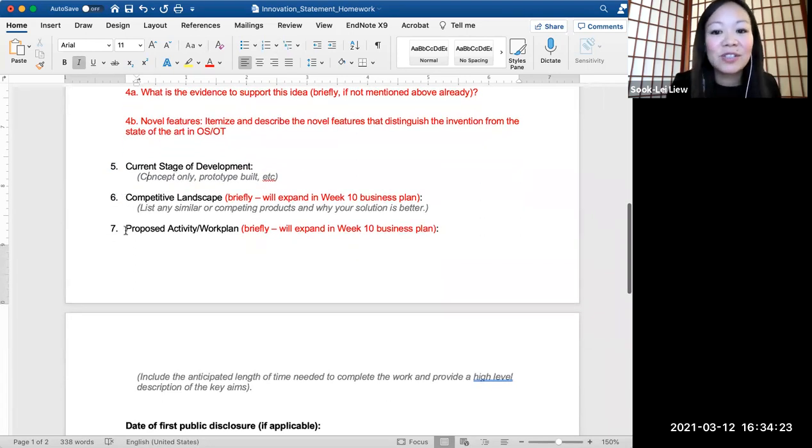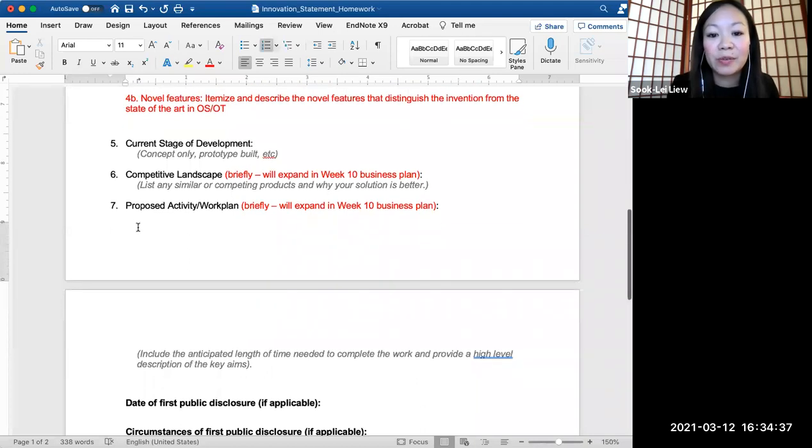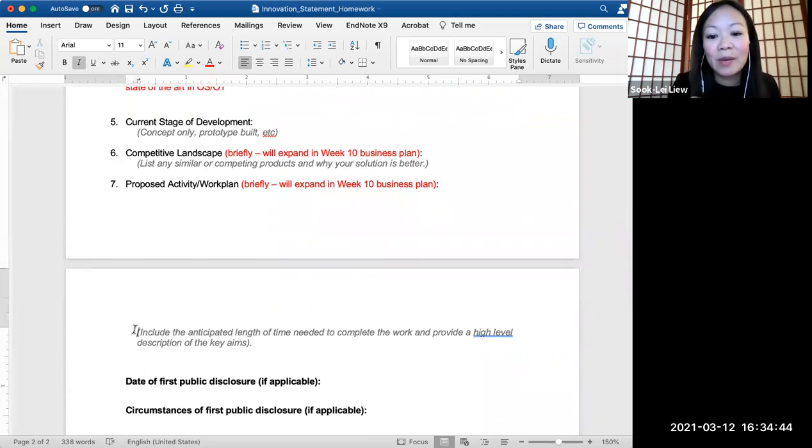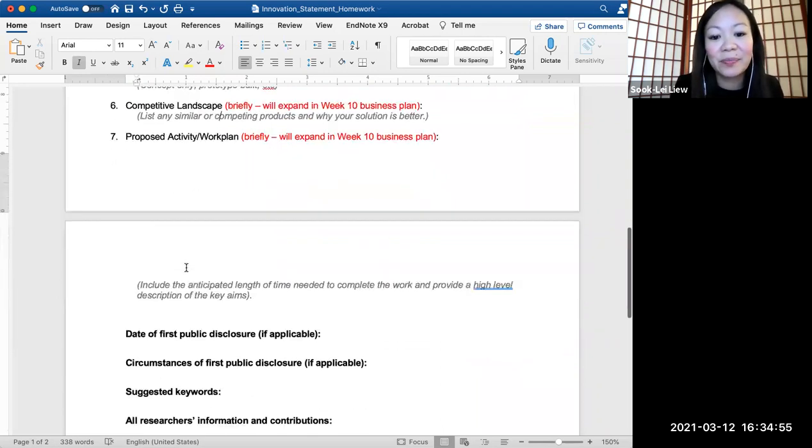And then these last two questions, you'll really talk about it a lot more in the next week for the business plan, but competitive landscape. So do you know of any similar or competing projects? And if so, why is your solution better? And what's your proposed activities? So for these, this goes into some market research and your plan for the future. So how much time do you think you would need to make a prototype, and who do you think you would need to be involved in doing that? So just put a brief sentence or two about each of these here.